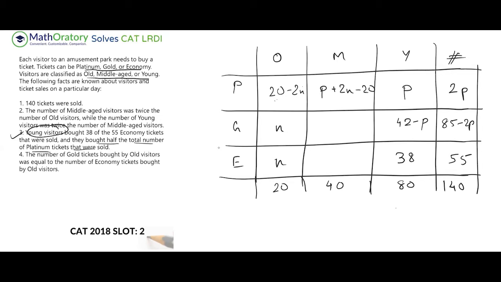But in terms of the economy column, it's easy. So let's do that first. So economy column, we have this as 17 minus n because this is 38, this is 55. This total should be 17, same idea. Just put the 17 and then eliminate the remaining things. So that is 17 minus n.